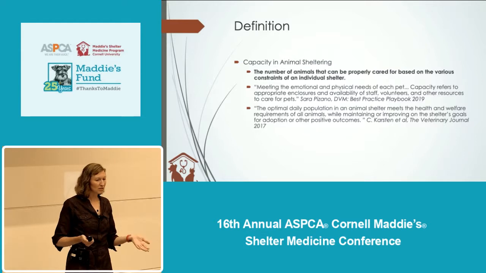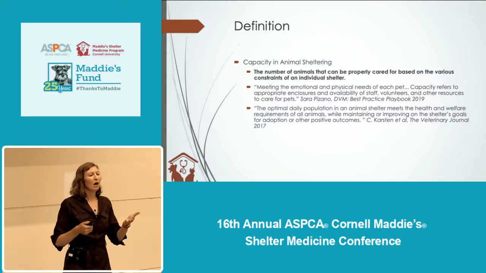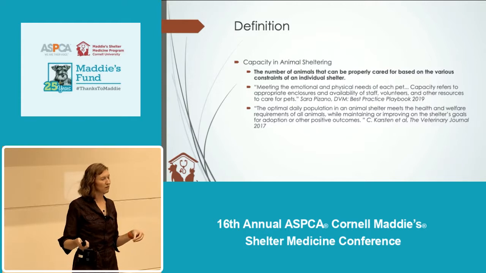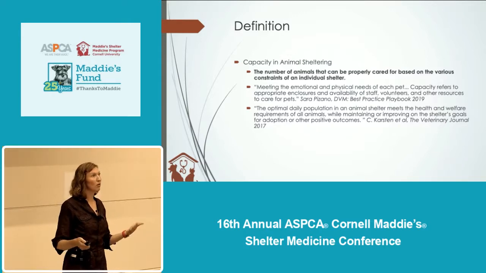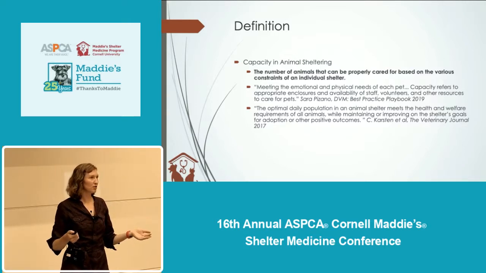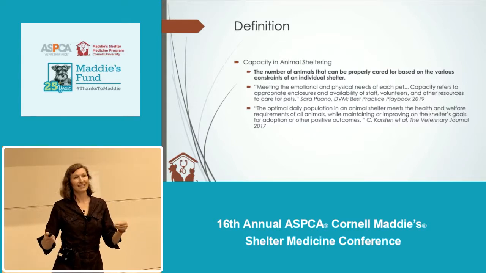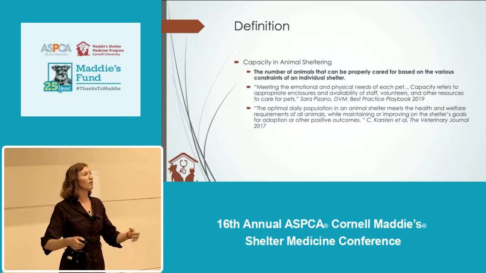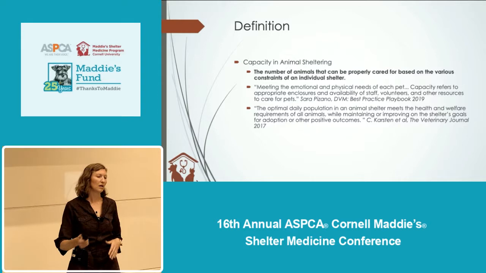In Dr. Karsten's recent paper in the Veterinary Journal, where she talks about capacity for care in 3 different shelters and how meeting that capacity helped those shelters, she says the optimal daily population, which is her definition of capacity, meets the health and welfare requirements of all animals while maintaining or improving the shelter's goals or mission for adoption and other positive outcomes. So we might recommend to a shelter that their capacity be a certain number, but when we do that, we don't mean that you should euthanize everything else. We mean that you should do it in a way that's positive and that everybody is getting adopted or everybody is getting transported or there's some life outcome in the mix.